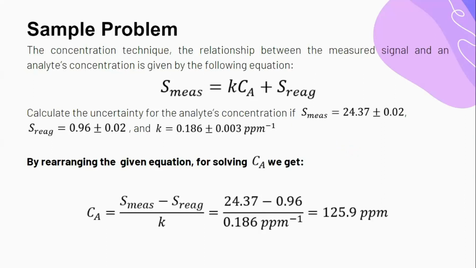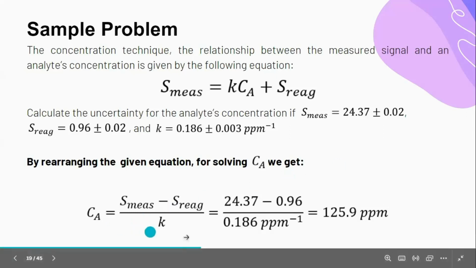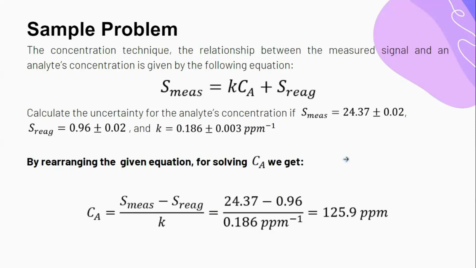So to calculate the uncertainty for the analyte, we must calculate the analyte's concentration first by rearranging the given equation. So for solving the concentration of the analyte, we will get this equation. C sub A is equal to the measured signal minus the signal of the reagent, all over the constant K, which will be equal to 24.37 minus 0.96 over 0.186 per parts per million. Calculating this, we will get the concentration of the analyte, which is 125.9 parts per million.